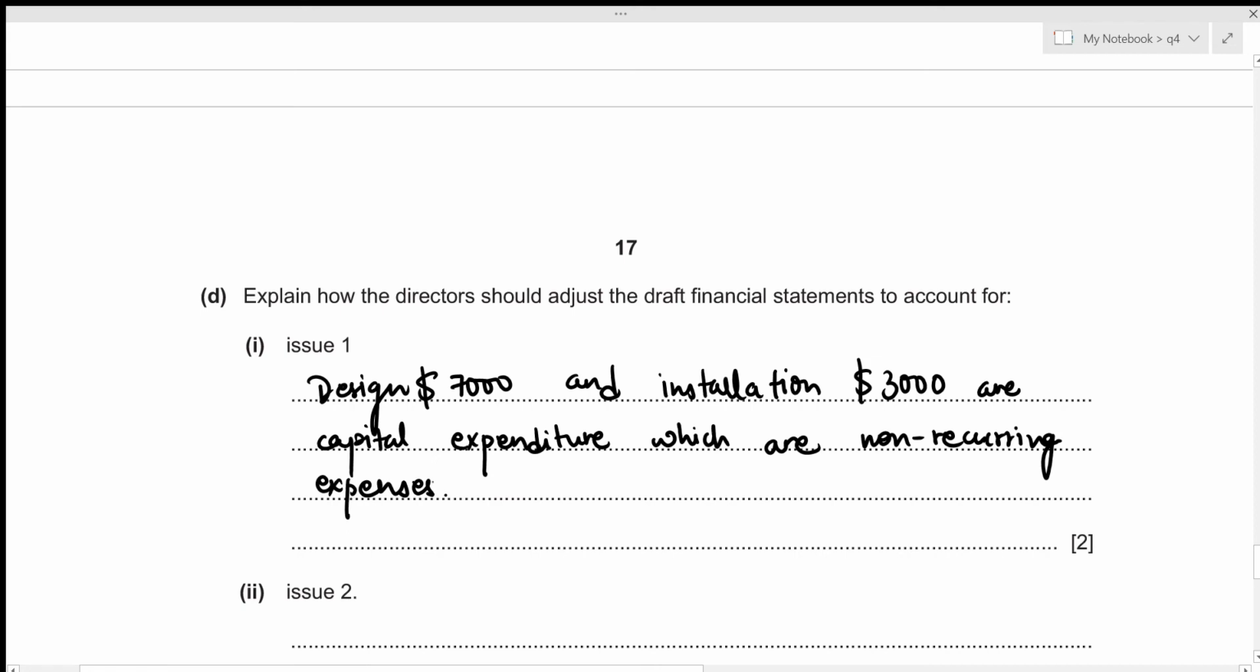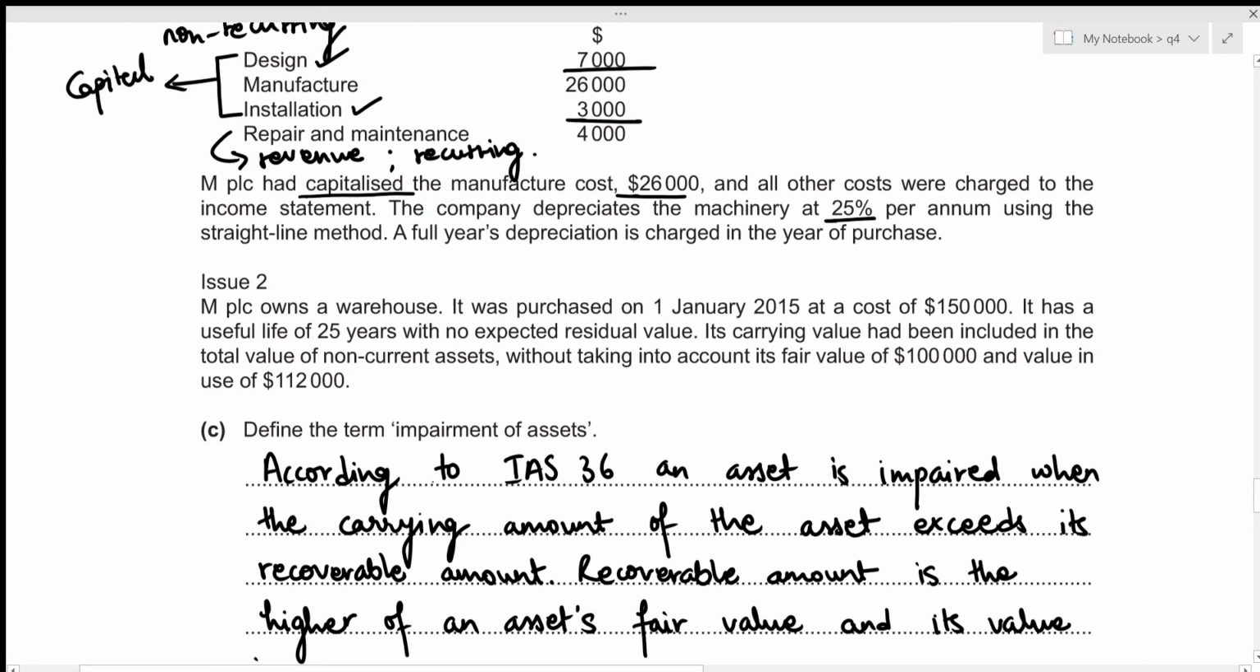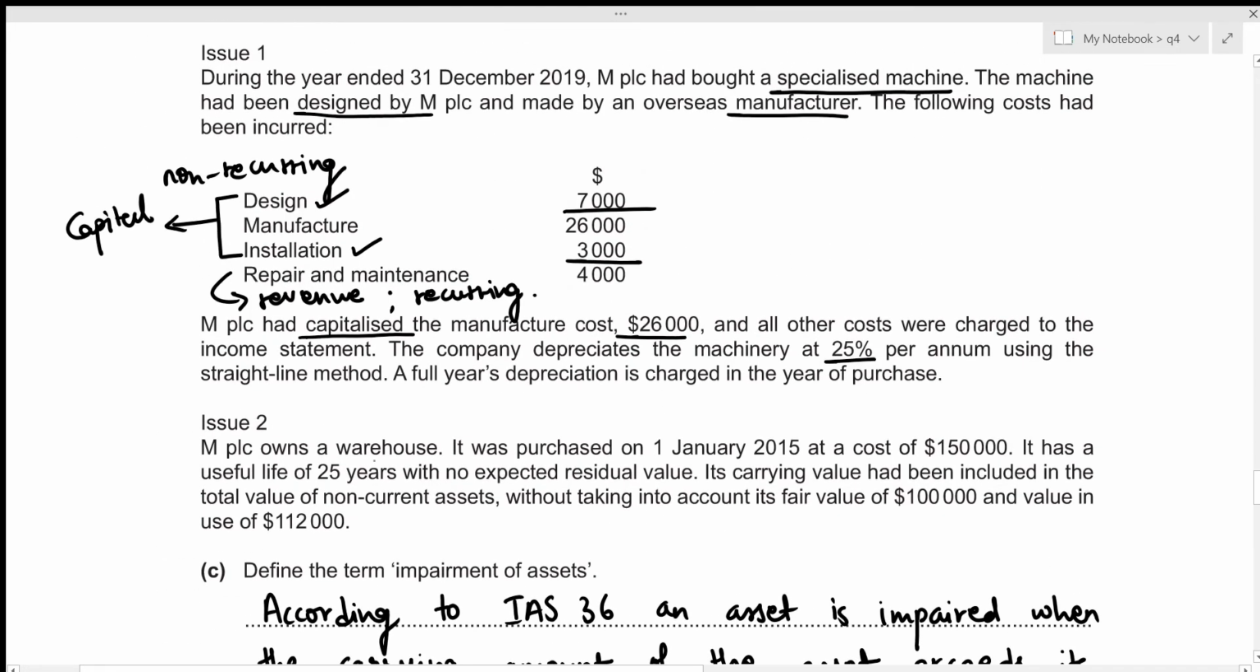Okay, so now we can move towards our second issue. We can see that MPLC owns a warehouse and it was purchased on 1st January 2015 at a cost of 150,000. Okay, this is the date at which the warehouse was purchased, and the current date we're talking about is 31st December 2019. It has a useful life of 25 years with no expected residual value. Its carrying value had been included in the total value of non-current assets. So here the carrying value is just going to be its net book value at 31st December 2019.